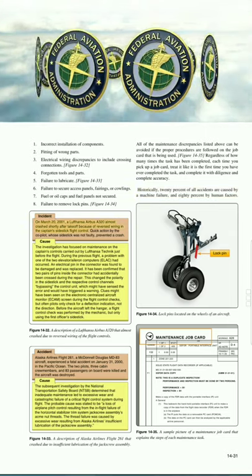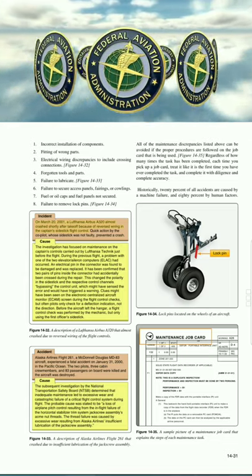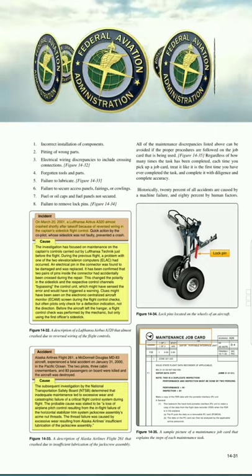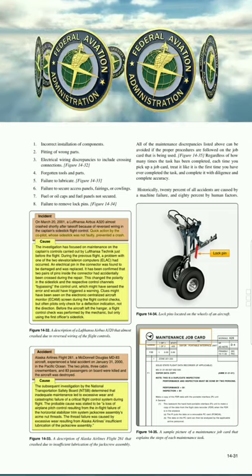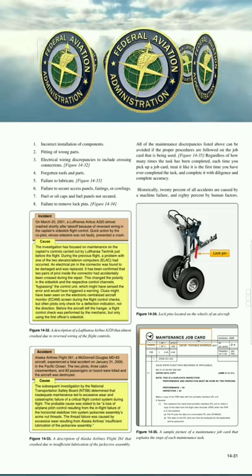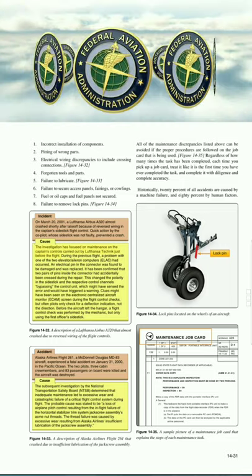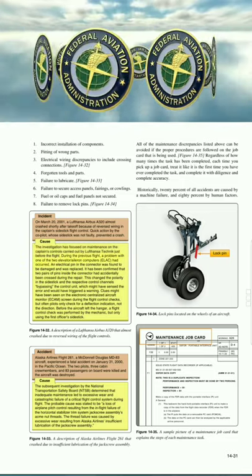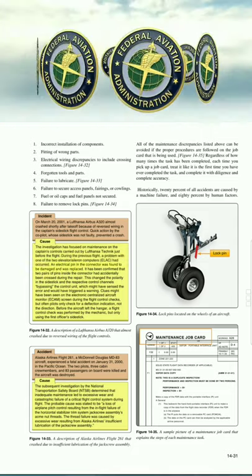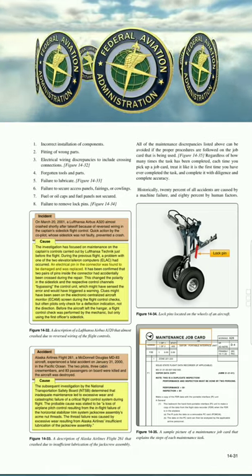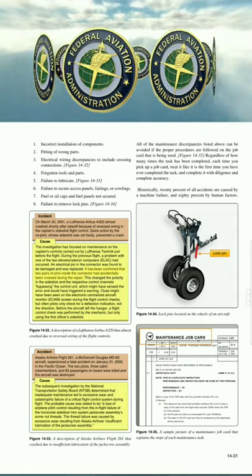Incident. On March 20, 2001, a Lufthansa Airbus A320 almost crashed shortly after takeoff because of reversed wiring in the captain's sidestick flight control. Quick action by the co-pilot, whose sidestick was not faulty, prevented a crash. Cause. The investigation has focused on maintenance on the captain's controls carried out by Lufthansa Technik just before the flight. During the previous flight, a problem with one of the two elevator/aileron computers, ELAC, had occurred. An electrical pin in the connector was found to be damaged and was replaced. It has been confirmed that two pairs of pins inside the connector had accidentally been crossed during the repair.